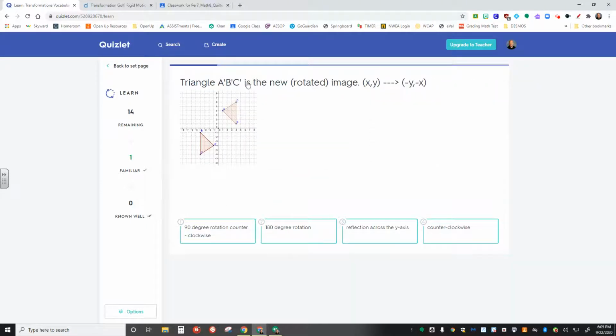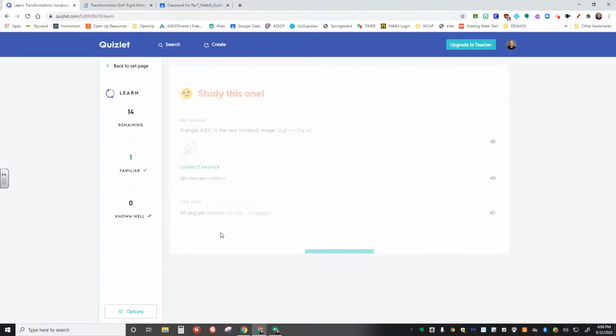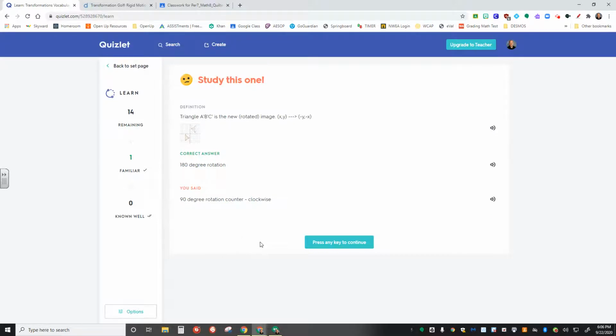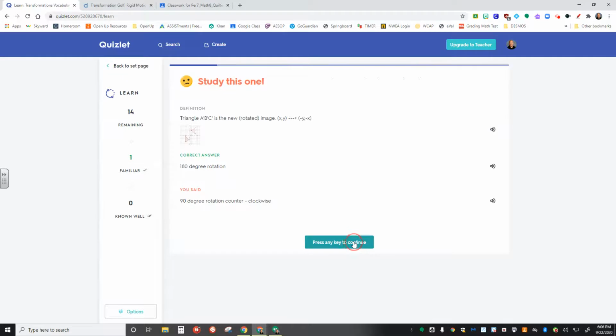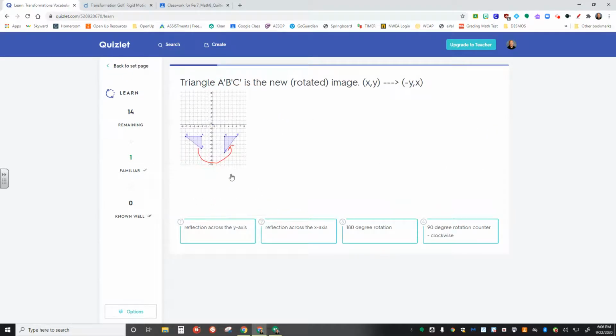Triangle A prime, B prime, C prime is the new rotated image, x to y or negative y to negative x. This is something that we haven't really seen yet, but it is something that will be a nice little tool to be able to use. In this case, 90-degree rotation would be the only thing that would work for us. Oh, darn. It didn't quite work right. So what we want to recognize from this is what do we mean by 180-degree rotation. That would be something for us to go back and check the flashcard with that one. You'll continue to do this until you get through all of those cards.